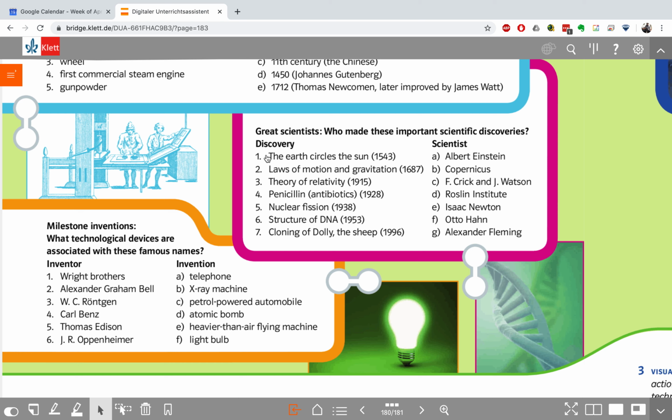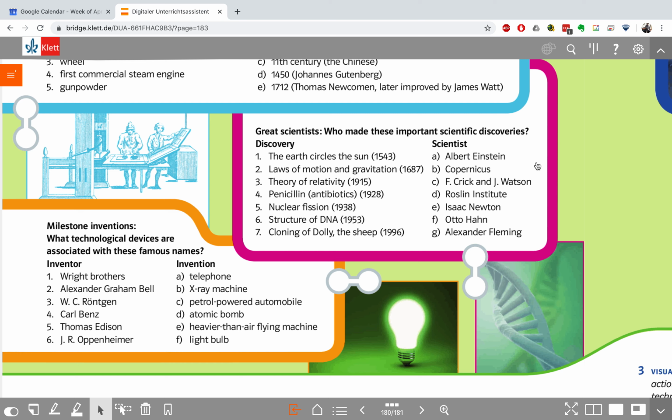Great scientists. Who made these important scientific discoveries? The Earth circles the Sun, 1543. Copernicus, is he mentioned here? Yes, B. Haha. 2. Laws of motion and gravitation. That's Newton, Sir Isaac Newton. Theory of relativity, Albert Einstein. Nuclear fission. That's a good question. We'll come back to that.